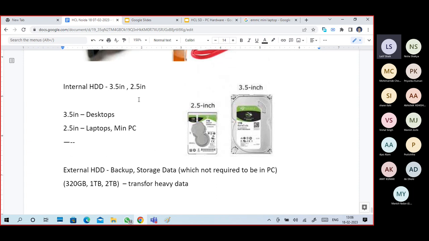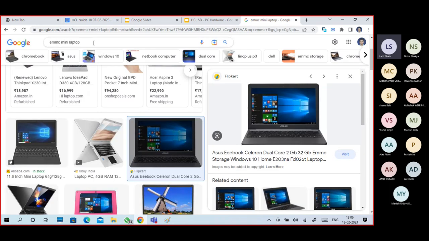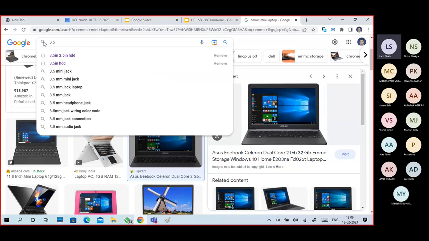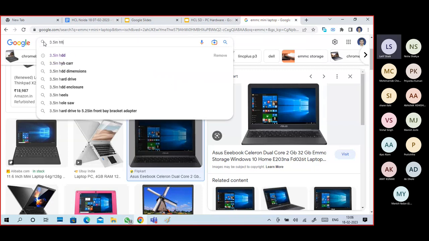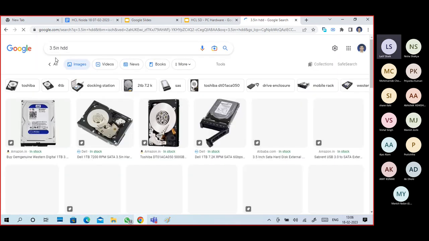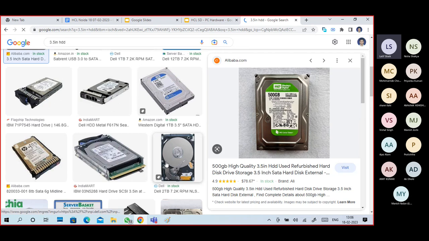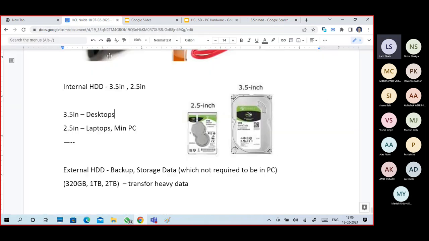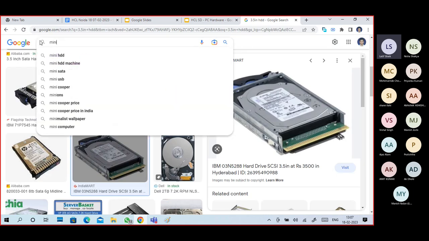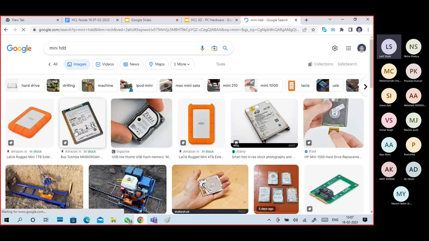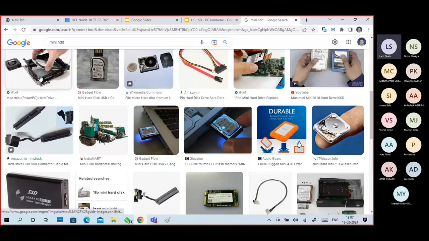In internal hard disks, guys, there is a 3.5 inch hard disk and a 2.5 inch hard disk. The 3.5 inch hard disk is bigger in size, and it is suitable for desktop purposes. The 2.5 inch hard disk we use for laptops, internal laptop hard disks, or mini PCs. Nowadays we are getting mini PC concepts. Not only nowadays, it has been there for almost 8-9 years. Mini PC concepts are also there.